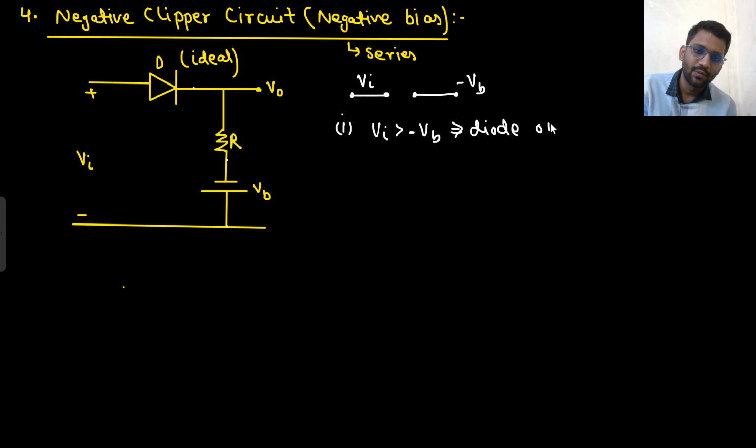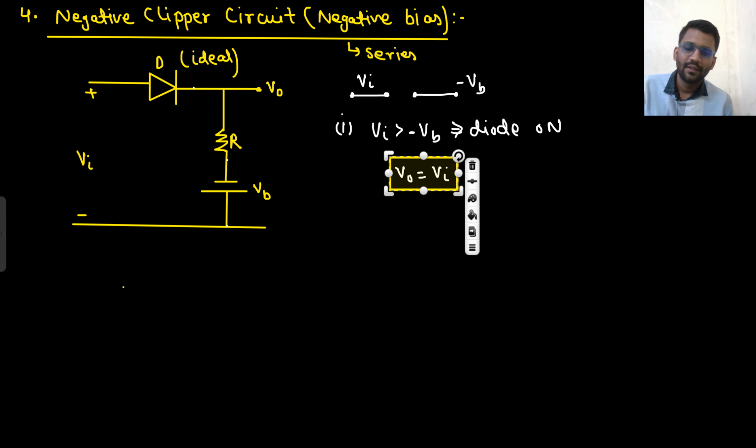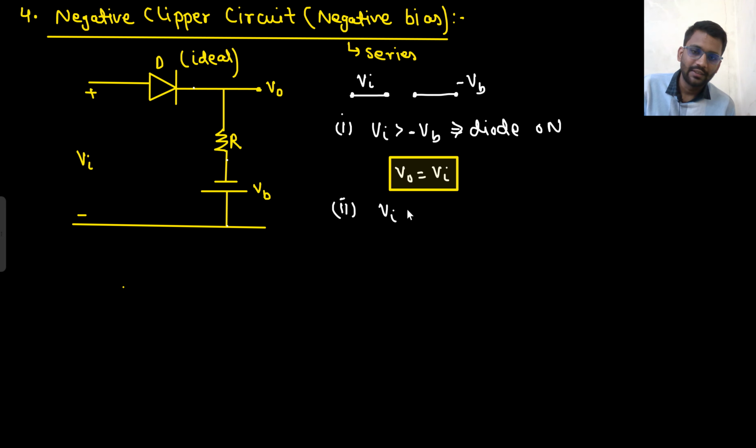And if diode is on, what will be the output voltage? The complete V in will come across the output. So V naught will be equal to V in. And V in less than minus VB, that means diode will be off. That means your V naught will be equal to, tell me what will be your V naught? There will be no current through the resistor because diode is off. So V naught will simply be equal to minus VB. Well and good.